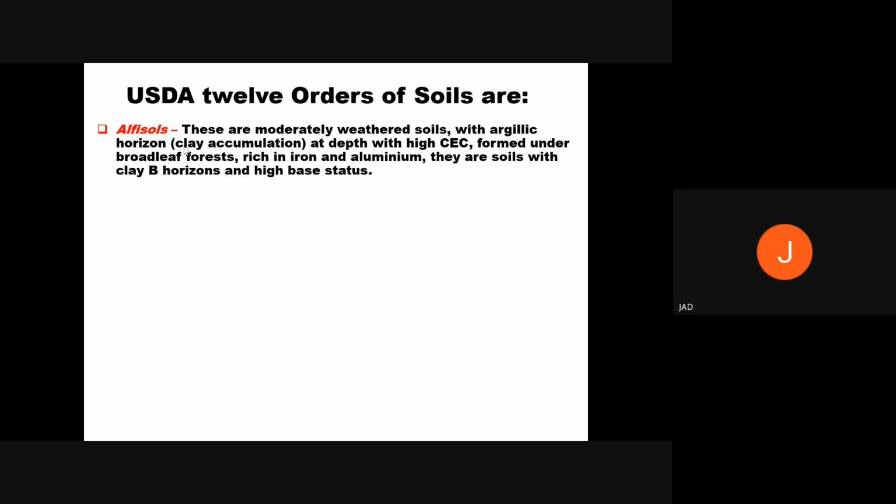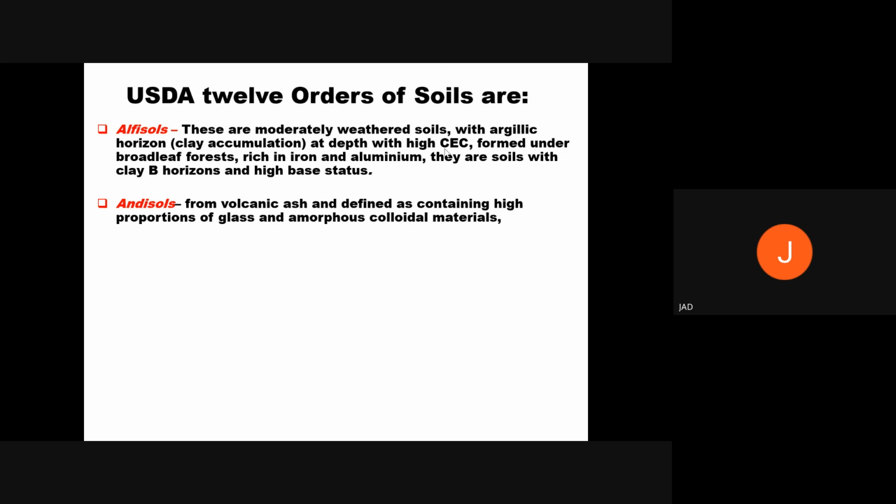One of the things chemically you have to look at is the presence of iron and aluminium. When you have iron and aluminium in the soil, it contributes to a high level of acidity. This is the typical characteristic of some of the soils in the tropics. And we are saying that it has high cation exchange capacity. CEC means cation exchange capacity, and these normally form under broadleaf forest ecological zones.